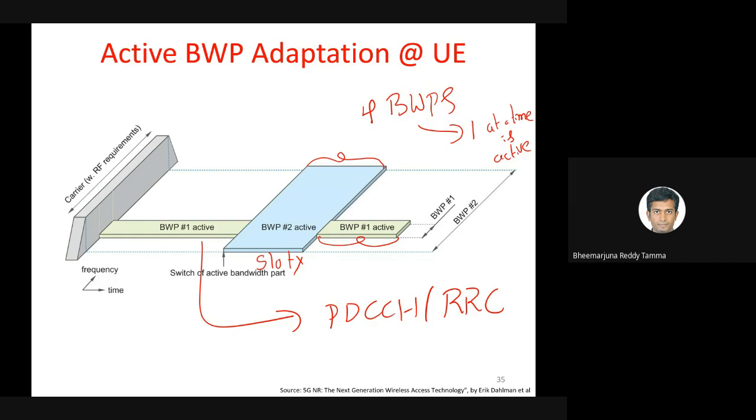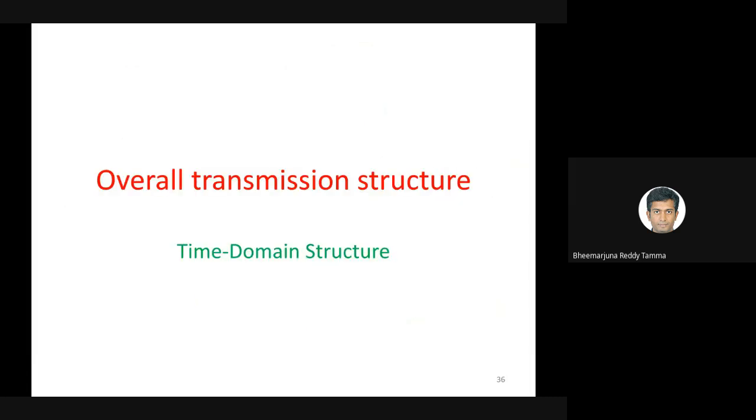So is it okay to all of you, what I was trying to say? I have only a few slides explaining what a bandwidth part is and its various use cases, and how a given user can dynamically adapt its bandwidth part based on the instructions coming from the base station. If there are no queries, I will move on to the next topic, that is the time domain structure.